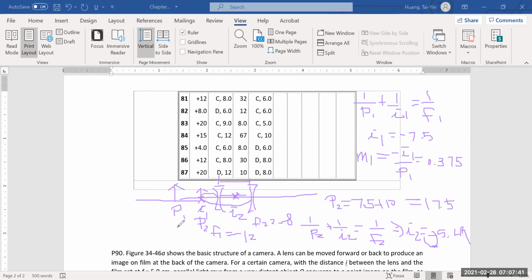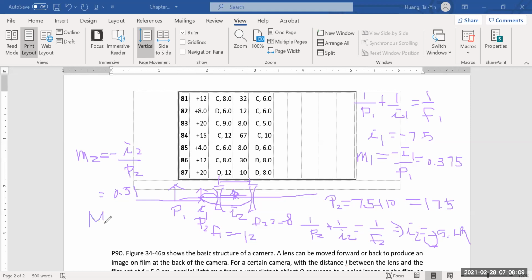And then let's look at the orientation. Let's use M2. M2 is negative I2 over P2. Because I2 is negative, the negative becomes positive, and P2 is positive. So when you plug in the numbers, you will get an M2 that is positive 0.31, meaning that you will have the same orientation as the object. So it will be like this. So this is the same orientation.